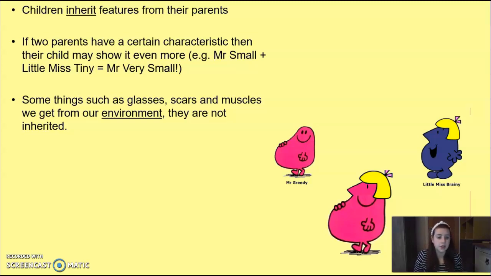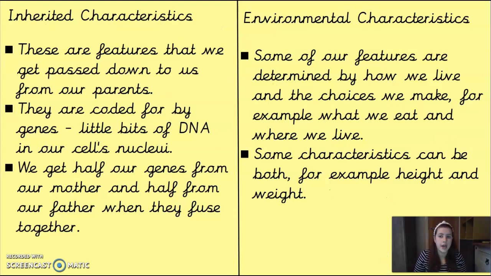Things like scars, things happen. You might cut yourself, you might have scars, you might be really fit and strong and healthy, but those things are from you and your environment, how you react with your environment, how you act every day. Okay, so you get some things from your parents, which are inherited features, and then you get features from your environment all around you, so environmental features. So some inherited characteristics are things that are coded for by our genes, so little bits of DNA inside us, so that we've got a DNA code that makes us who we are.